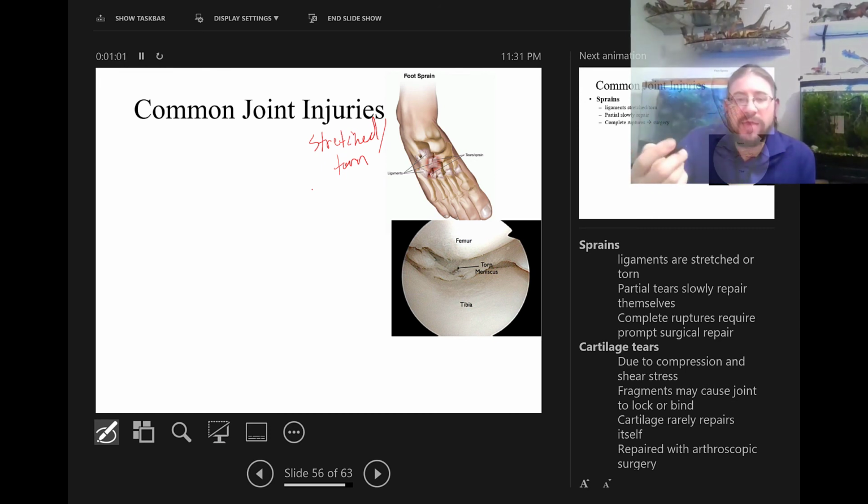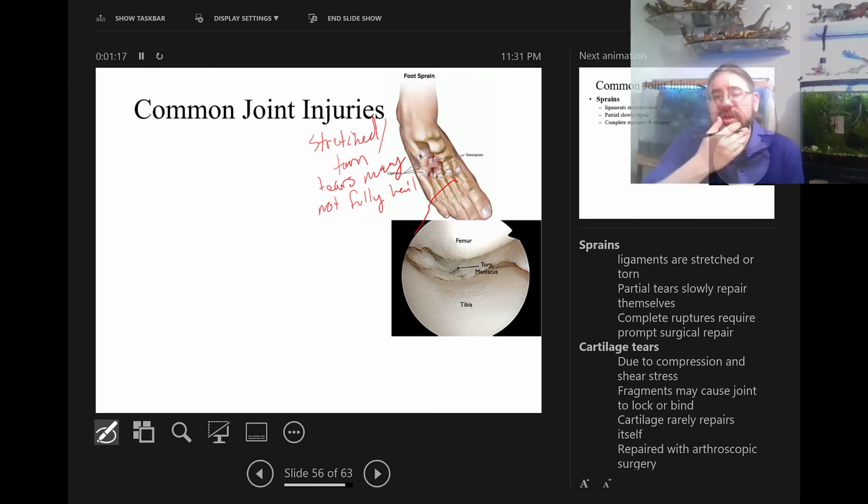So if you have a small tear, it may not fully heal. You might have a damaged ligament on a permanent basis. You'll get partial repair, and it is a very slow healing process. Sprains kind of suck.